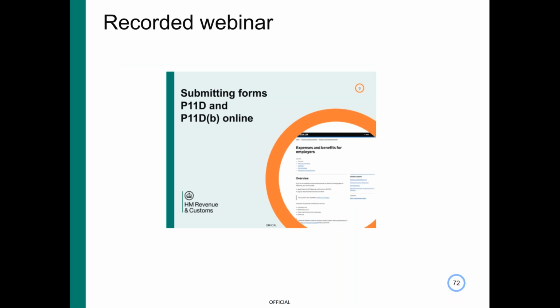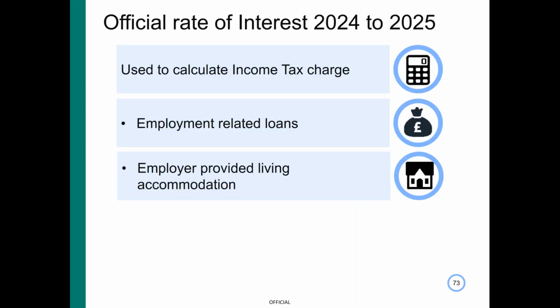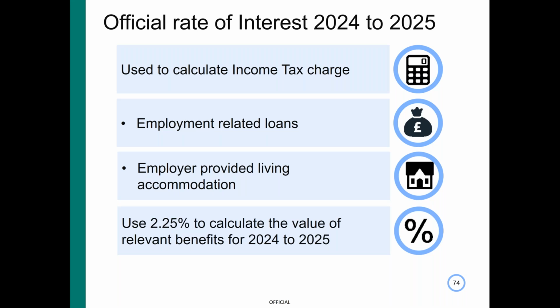The official rate of interest is used to calculate the income tax charge on the benefit of employment-related loans and the taxable benefit of some employer-provided living accommodation. If you provide employment-related loans or living accommodation to your employees, the official rate of interest for all of the 2024 to 2025 tax year is 2.25%.